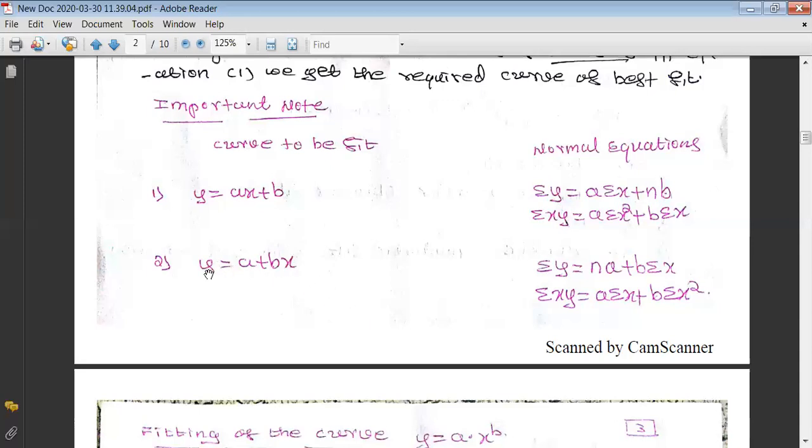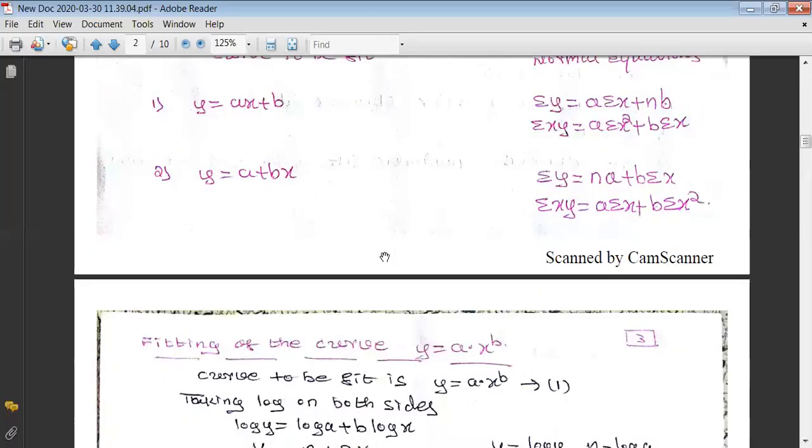Once you multiply by small x, the LHS becomes xy. Once you take the summation, it will give summation xy. And once you multiply by x here, it becomes a into x. Okay, a is a constant, take the summation for x, that will be this one. Plus, once you multiply by x here, it gives you b into x square, and b is a constant, and you have to take the summation for x square. That will be the way we can write the normal equations whenever the curve to be fit is a straight line, either in the first form or in the second form.